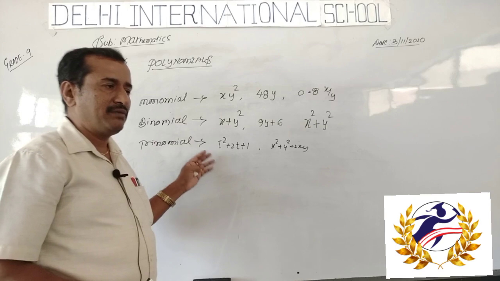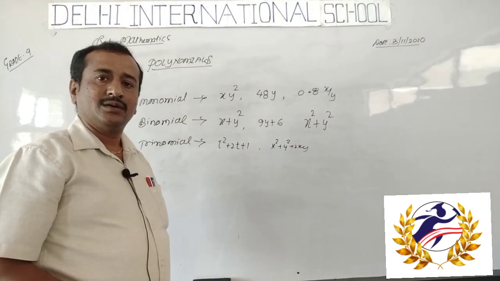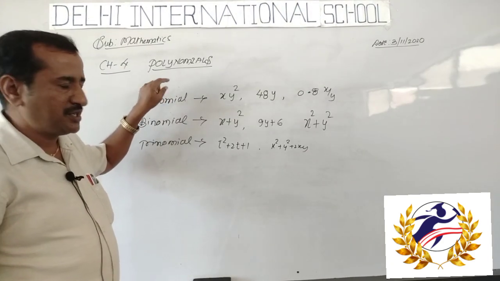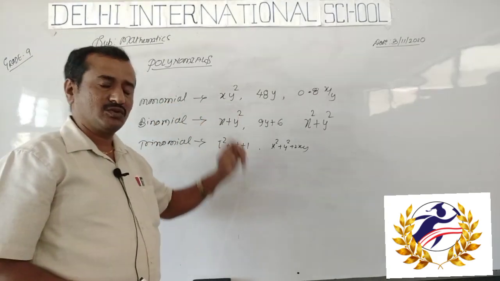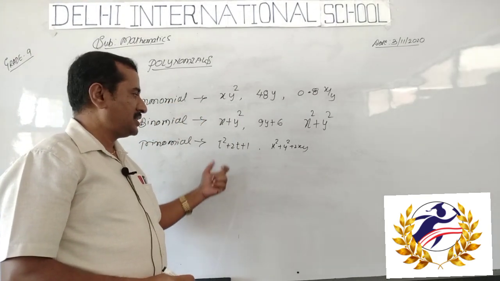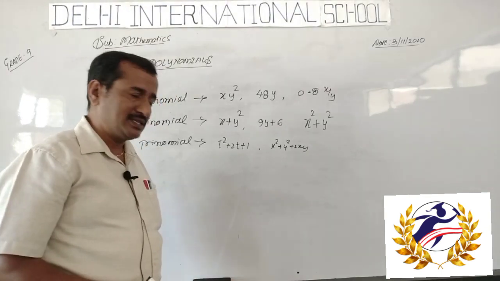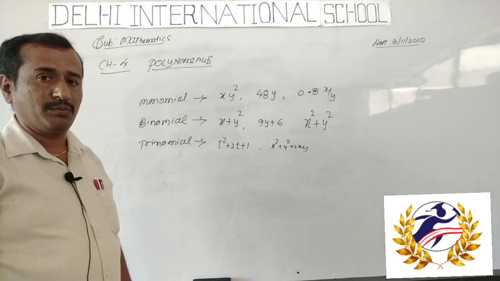An algebraic expression having more than one term is called a polynomial. Actually, an algebraic expression having only one term is called a monomial, and with two terms is called a binomial. Along with that, a polynomial having three terms is called a trinomial. Generally, these come under polynomials.